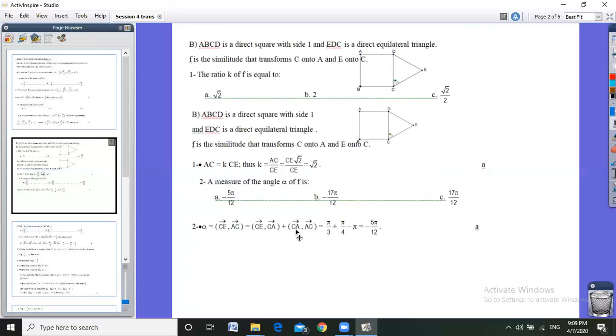Plus (CA, AC), this is two opposite vectors. The angle between V and minus V for any V is pi mod 2 pi. We can write it pi or minus pi, the same. The angle between CA and AC, we can replace by pi or by minus pi, the same, because pi is congruent to minus pi mod 2 pi. Since we have a positive number, it's better to replace this angle by minus pi. We do the calculation to get minus 5 pi over 12. So the answer is A.